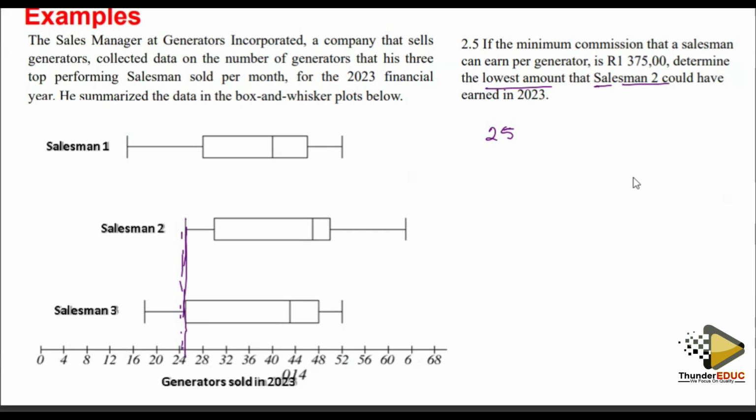25 generators times the money. We are looking at the minimum. Generators. And he would have got 34,375.